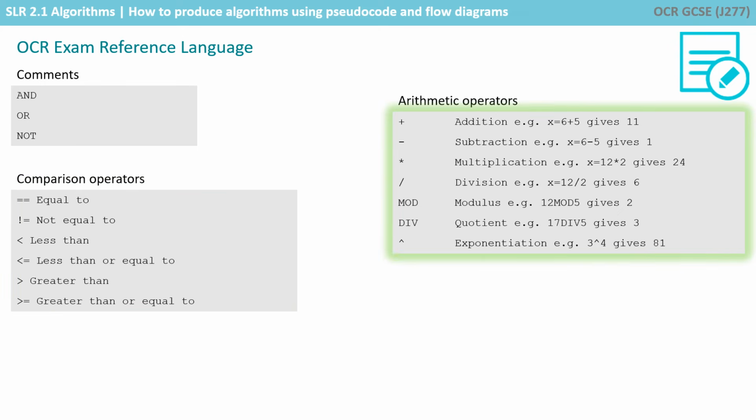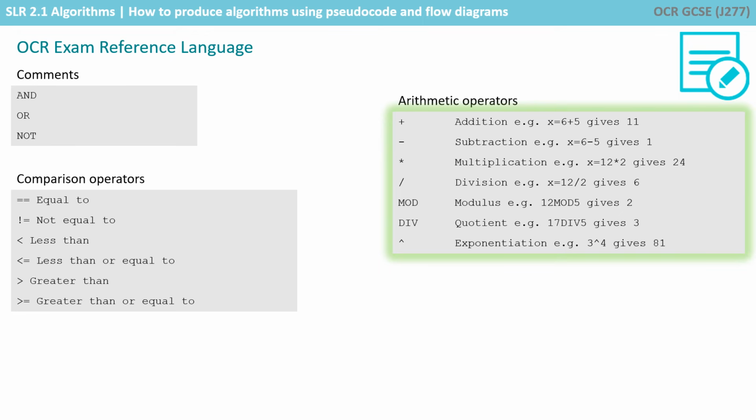There are arithmetic operators. Addition and subtraction, signified with plus and minus, that you'll be familiar with already. Multiplication, signified with an asterisk or star symbol. A slash is a division. Mod is modulus. This tells you if there's a remainder when you divide one number by another.